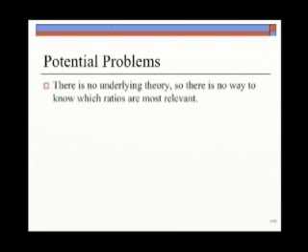Potential problems with ratios. First, there's no underlying theory, so it's very important that you have a conceptual notion of what the firm is trying to do. What are the strategic objectives of the firm? Again, I refer to Walmart. It's important to understand that their objective is to be a low-cost producer. Otherwise, we can't make sense out of the trend in profit margin.